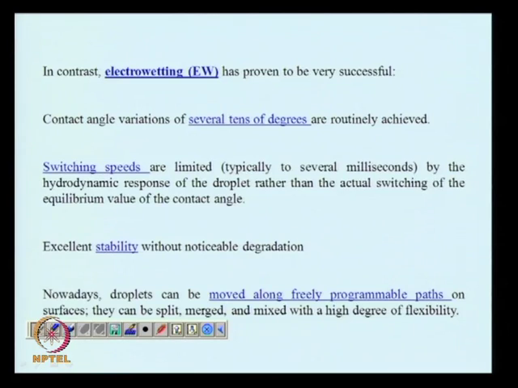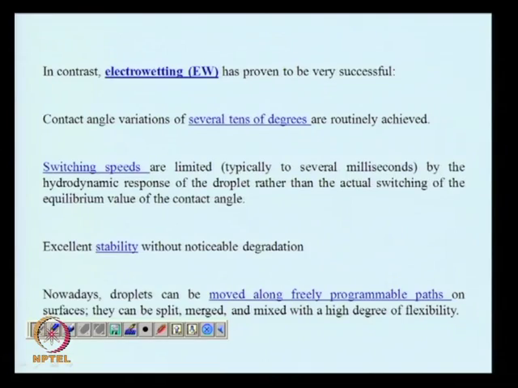And this has given rise to the application of electric field to change the nature of the surface. So, electrowetting has proven to be extremely successful. You can change contact angles by tens of degrees, a 20, 30, 50 degree change in contact angle is also possible, and switching speeds are much higher compared to the other cases. Mostly the switching speed is going to be controlled or limited by the hydrodynamics of the droplet. How would the droplet respond to the application of electric field? How fast would the response be? The response would depend mostly on the viscous forces.